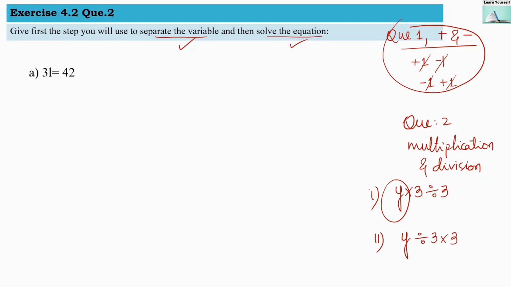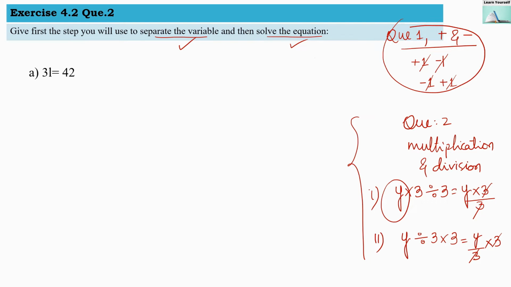In this step, what will happen, that y is multiplied with 3. So we are going to divide with 3 at both sides. In this, y is divided by 3. So we are going to multiply. In either case, the number is going to be cancelled. So that is what we are going to do in question number 2. In question number 1, we have done addition and subtraction. And in question number 2, we are going to do multiplication and division.